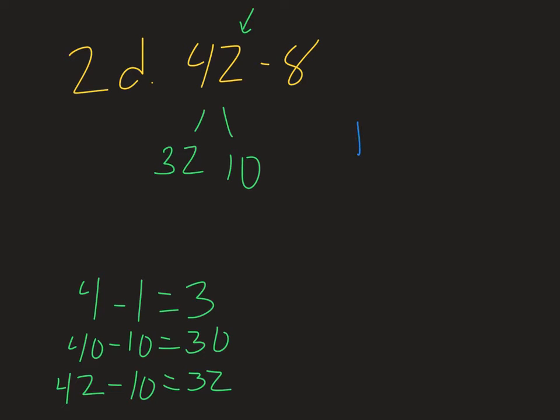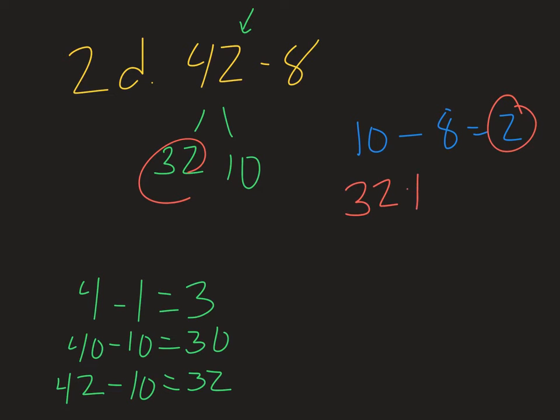All right, next step. We do our 10 minus 8 first, which equals 2. And then the next step after that is we add together our remaining numbers. 32 plus 2 equals 34, which gives us our answer.